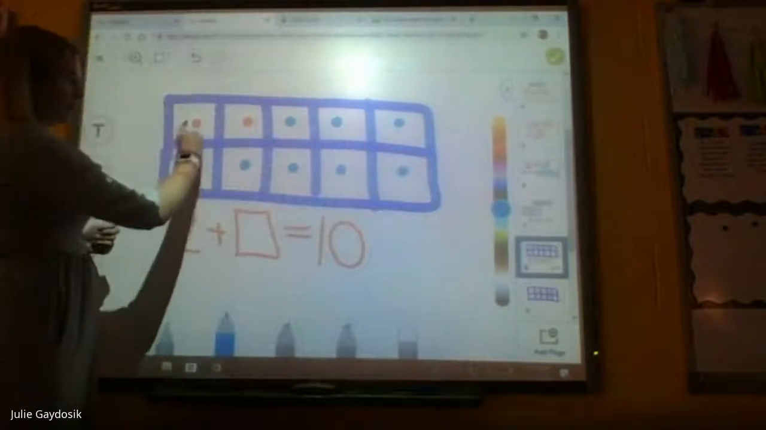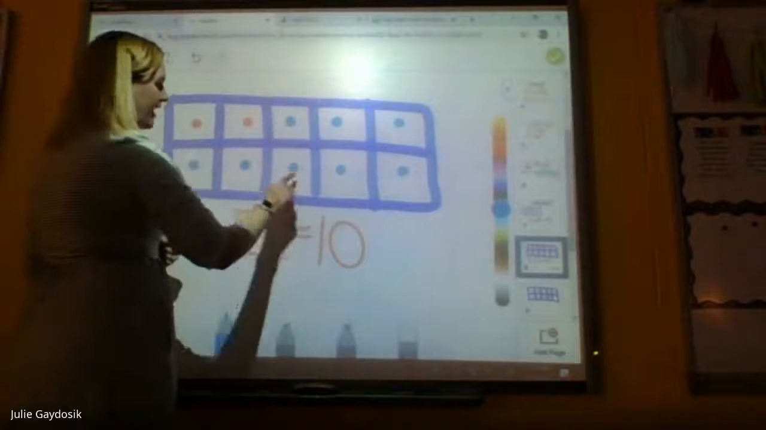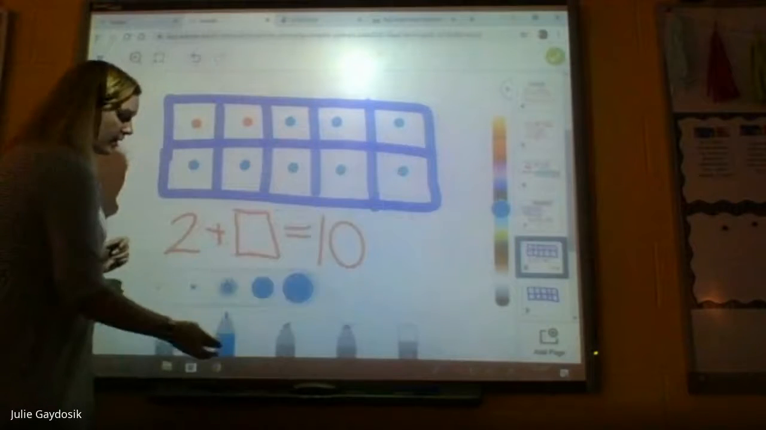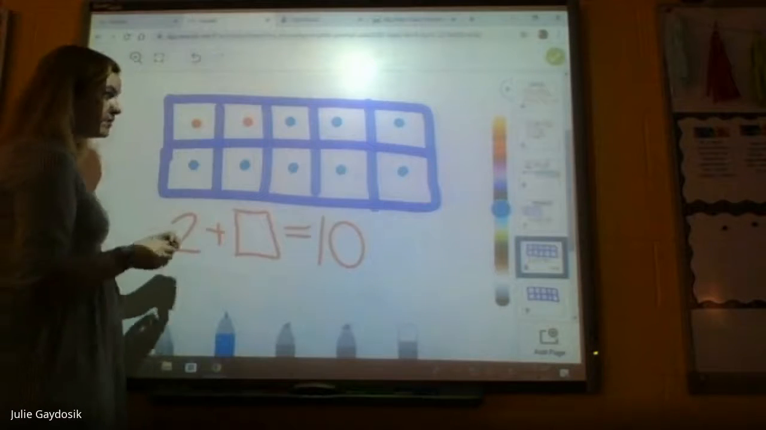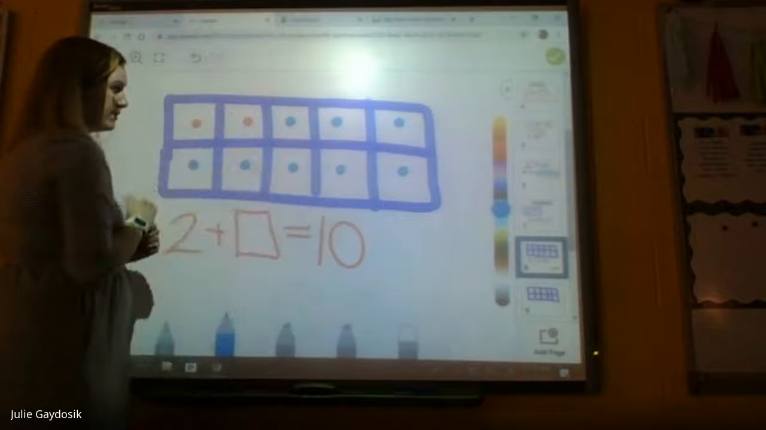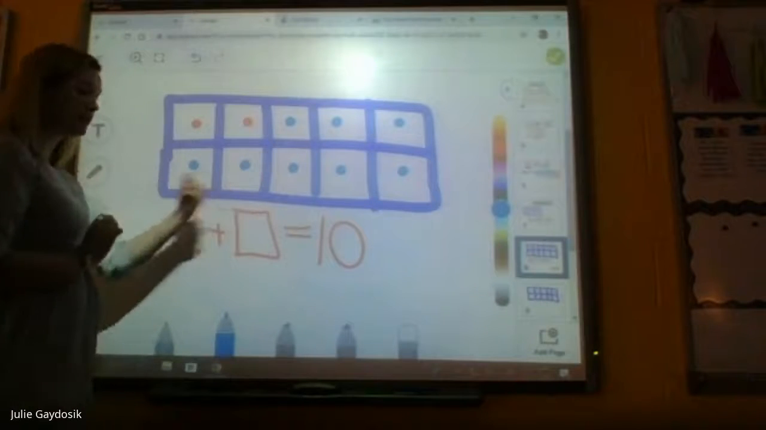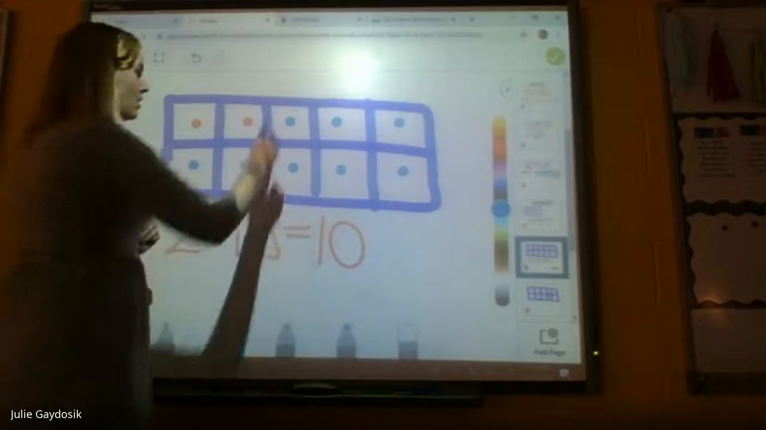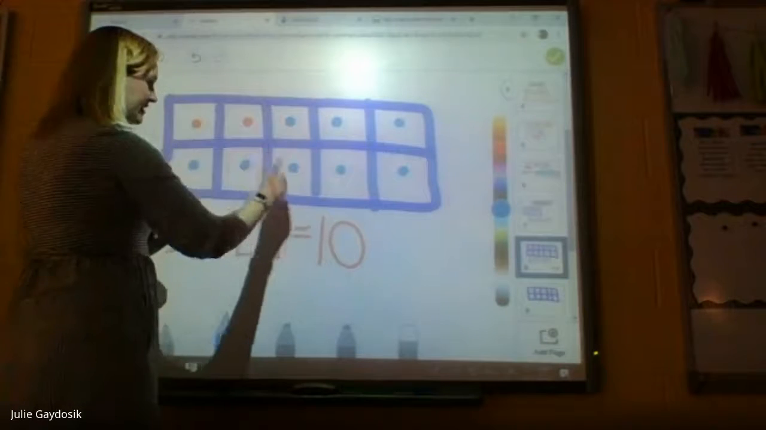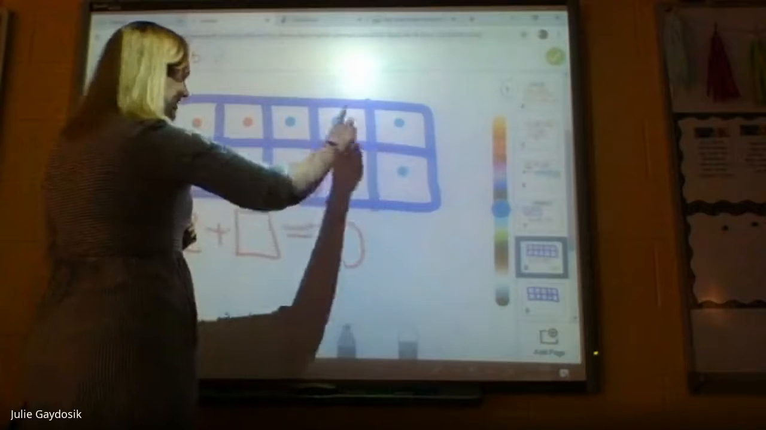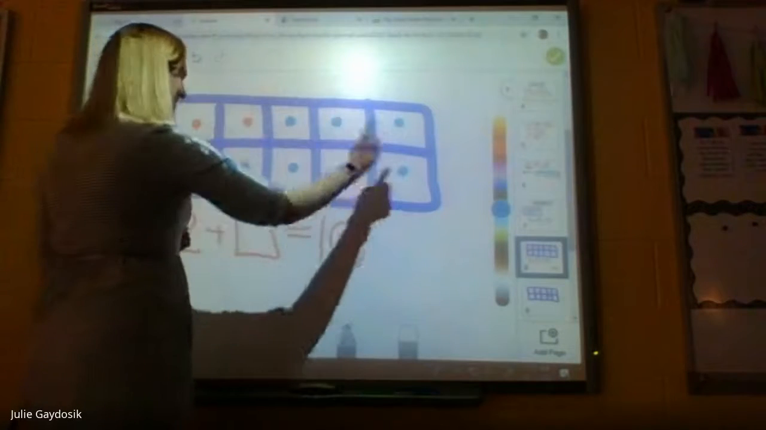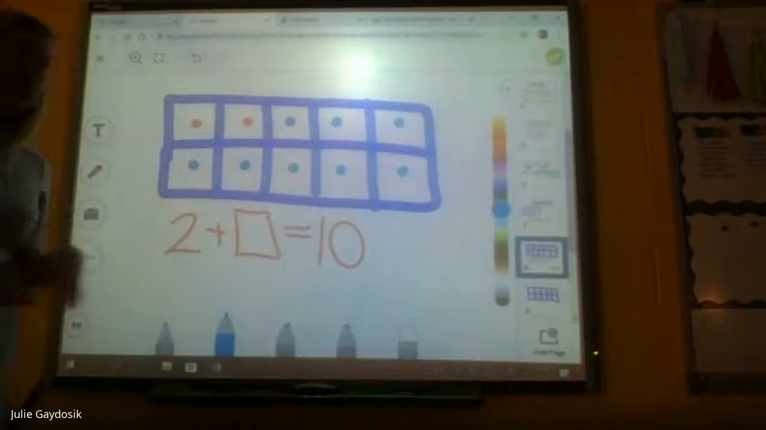This would be 10. 1, 2, 3, 4, 5, 6, 7, 8, 9, 10. But what I'm going to do is count the blue circles, right? Because that's how many I added to 2 to get to 10. 1, 2, 3, 4, 5, 6, 7. 1, 2, 3, 4, 5, 6, 7, 8. I miscounted, but guess what?